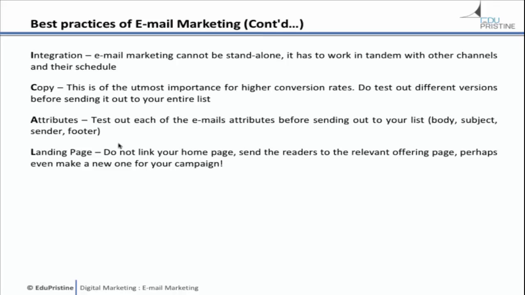So please make sure that you experiment with different versions of this copy with the sample people that you have in the list, rather than just sending it to the entire list. Okay. And test out each of the email attributes before sending out to your list. So check if all the attributes are there, like the body, the subject, the sender, the footer. Check if everything is in place and make sure there are no errors.